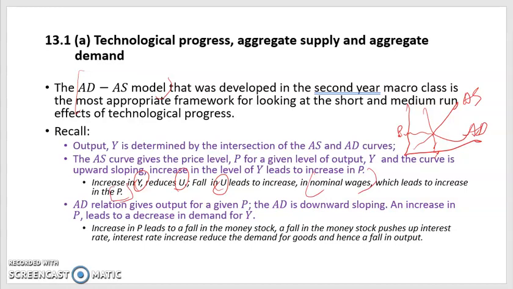While the aggregate demand relation gives output for a given price level. So the AD curve is downward sloping, such that an increase in price leads to a decrease in output, or rather there is a negative relationship between output and price. And the background mechanism was that the increase in price leads to the fall in money stock. So the fall in money stock pushes the interest rate up, or rather increases interest rate. So the increase in interest rate reduces demand for goods, and hence the fall in output.